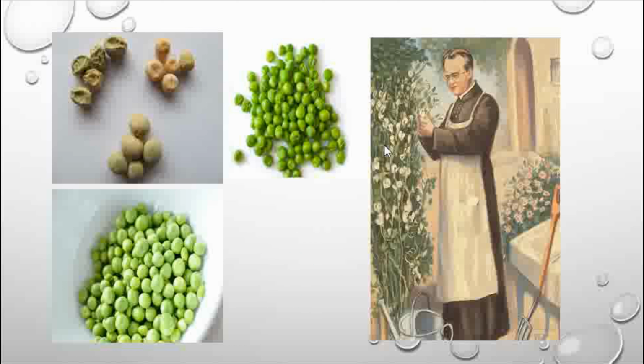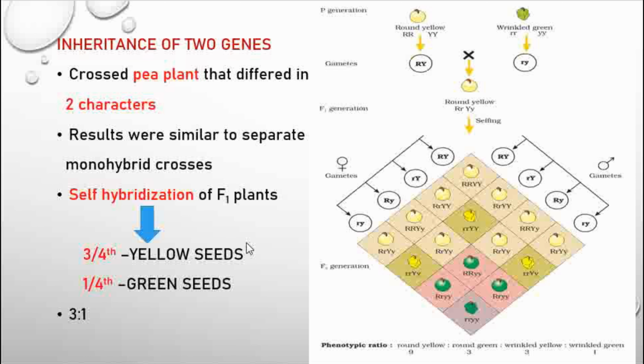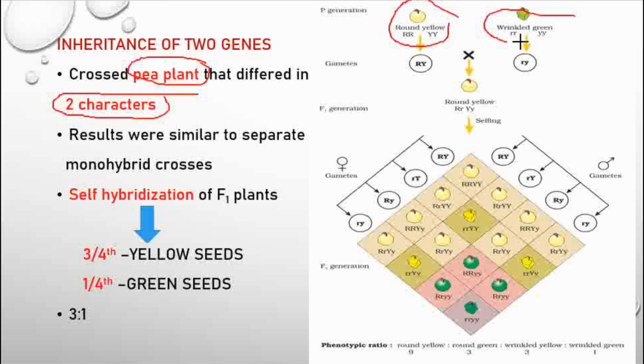So in the picture you can see this is Mendel doing his experiment. So let's see what happens when we cross these two traits. As I already mentioned, he crossed the pea plants that differed in two characters. So what are the two characters? It is the round yellow and wrinkled green. So this is the parent generation. This is how you write Mendel's experiment.